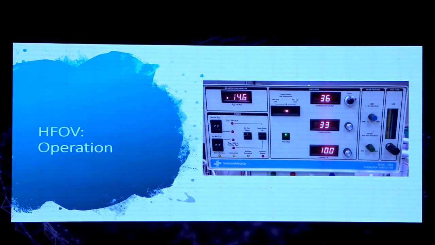Now, operation. In the States, the only high frequency ventilator that is FDA approved is the SensorMedics. I know here you have other ventilators. You also have Draeger, which is not piston driven, but at least they claim that the expiratory phase is active. So more or less similar to SensorMedics, but probably not as powerful.